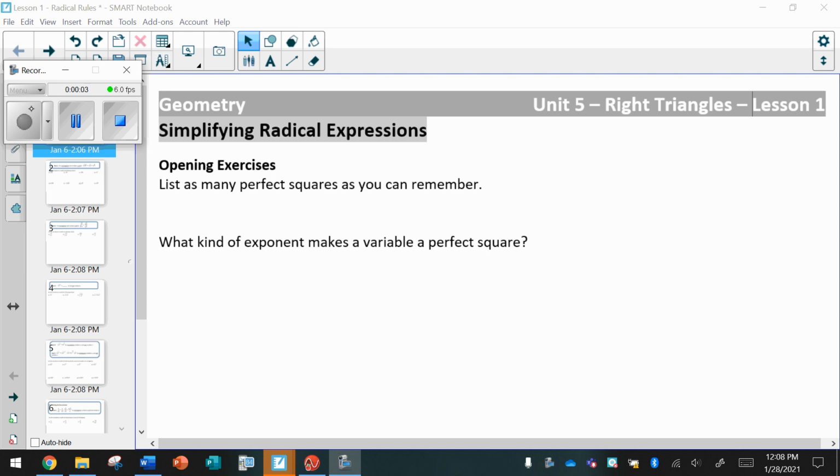Hello, Geometry Gurus. We are starting Unit 5, and we are going to be working with right triangles in this unit. And what you remember about a right triangle, or what you learned about right triangles before, is the Pythagorean theorem, a squared plus b squared equals c squared.